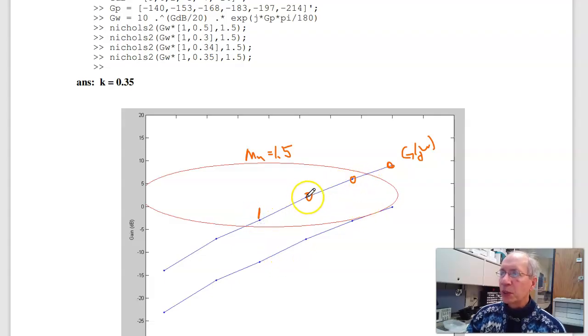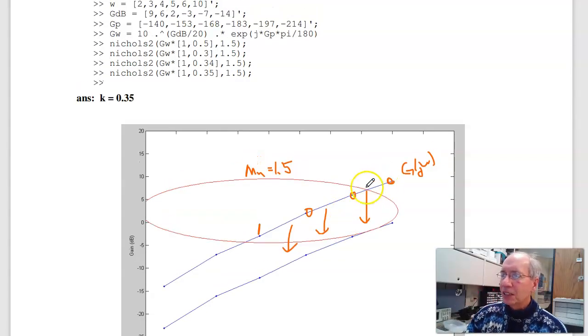But the resonance is way too high. I'm going inside the M circle. To give a resonance of 1.5, I want to back off on the gain, take this curve and slide it down until I'm tangent. So what I can do on a test is kind of guess how far that slides, and that's right around 7 dB. So k is minus 7 dB. Or in MATLAB, just guess. Is it 0.5, 0.3, 0.34, 0.35? At 0.35, I'm tangent, so here k is 0.35.